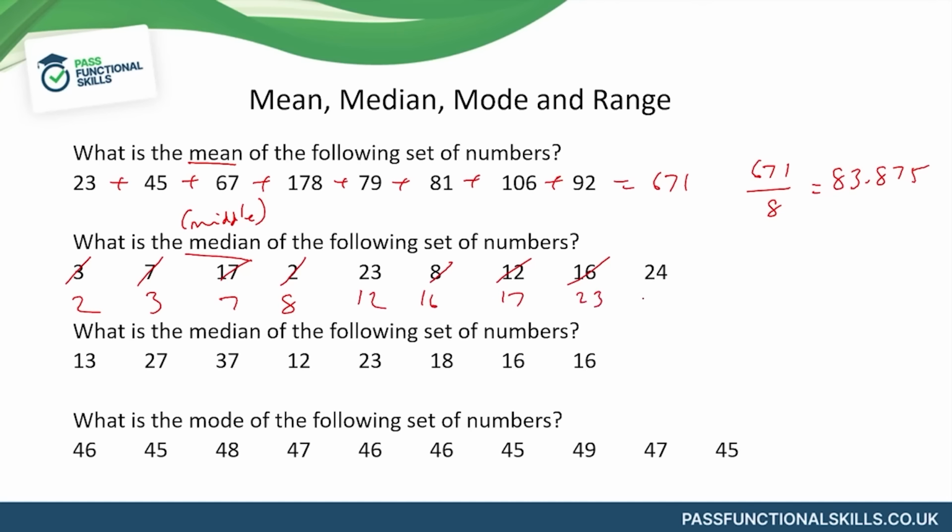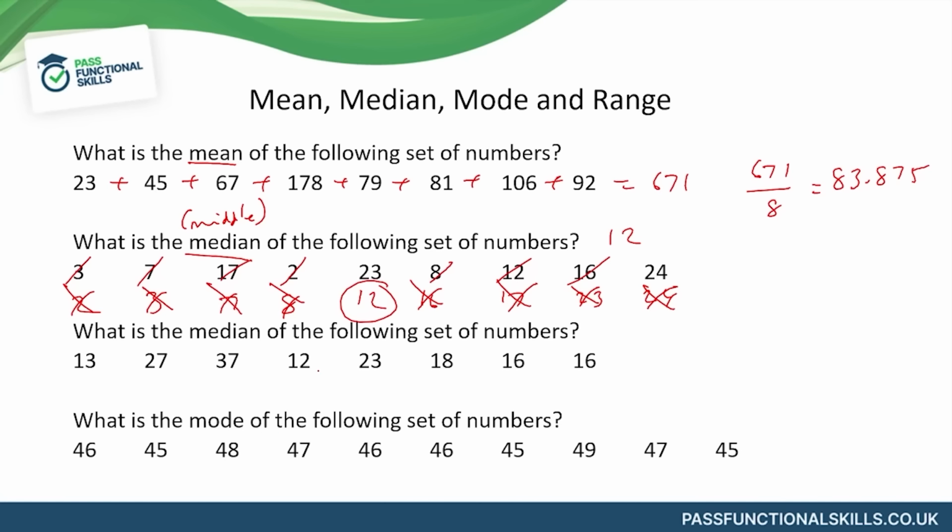And then 23, 24. Okay, so let's chop one off the left, chop one off the right. Let's do the same again. And we're going to keep doing this until we expose 1 in the middle, or hopefully it's just 1 in the middle. And as we can see, I've exposed 1 in the middle, so the middle number is 12, so the median is 12.